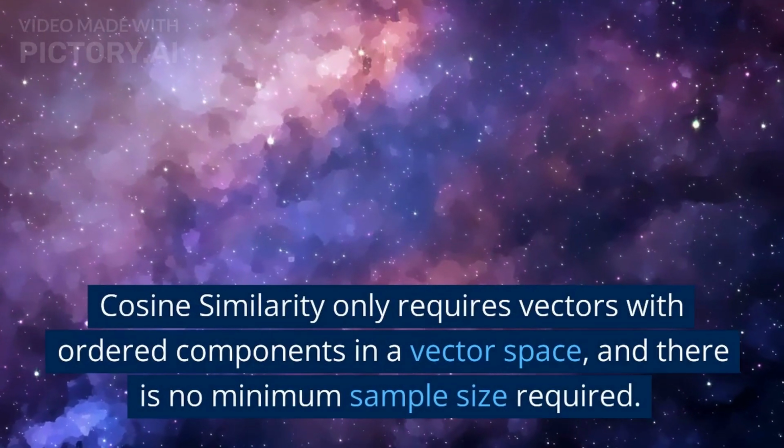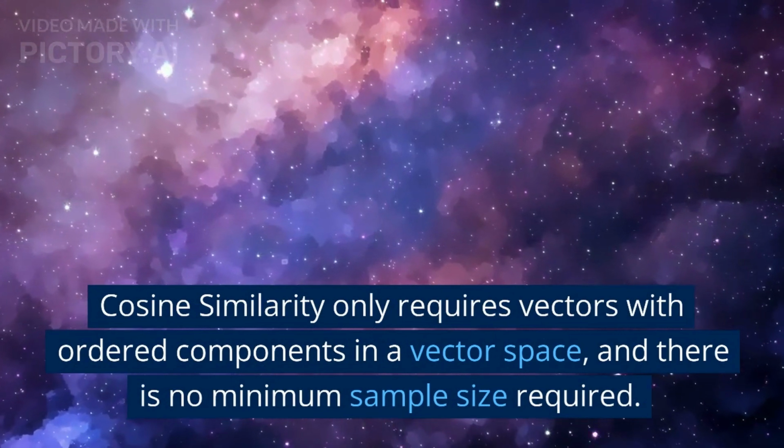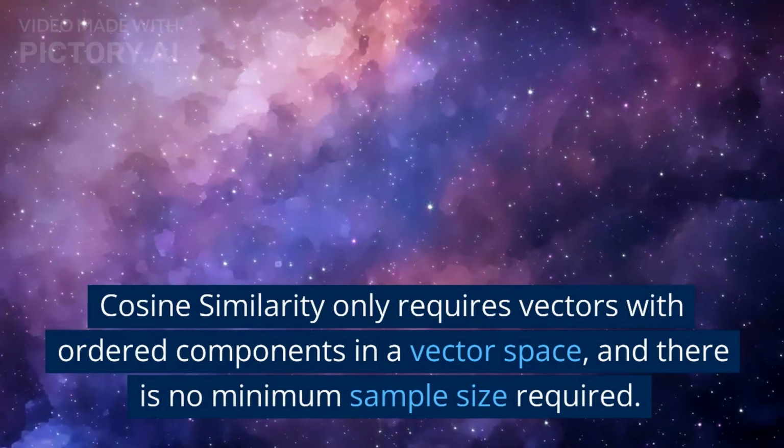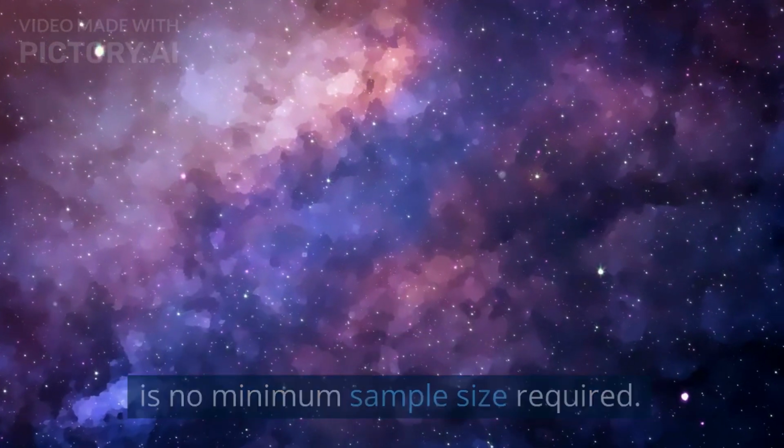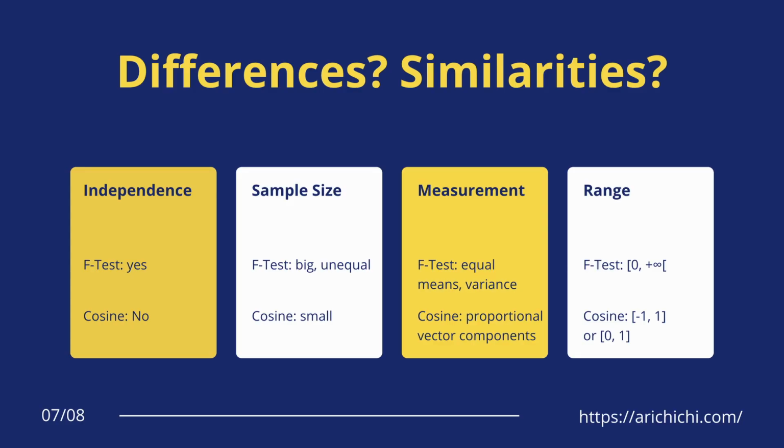Cosine similarity, on the other hand, only requires vectors with ordered components in a vector space, and there is no minimum sample size required. In the case where the components in the vector space are all positive, the cosine similarity score will always be between 0 and 1. A score of 1 means that the vectors are exactly similar, and a score of 0 means that they are orthogonal or have no similarity.